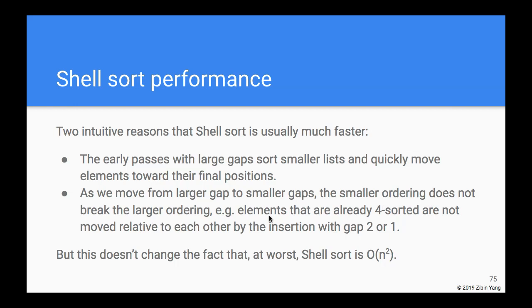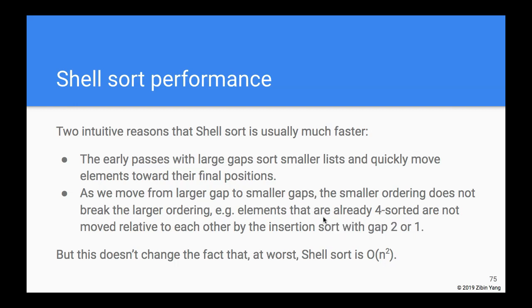So, for example, the elements that are already in the fourth sorted list, they are not moved relative to each other, right? They can still move, but they are not moved relative to each other when the insertion sort with a gap of 2 or 1, anything less than 4. But those elements, they no longer have to move relative to each other. So these two together kind of is the one that gives the shell sort. However, the worst case of shell sort is actually n squared, as we will talk about next.